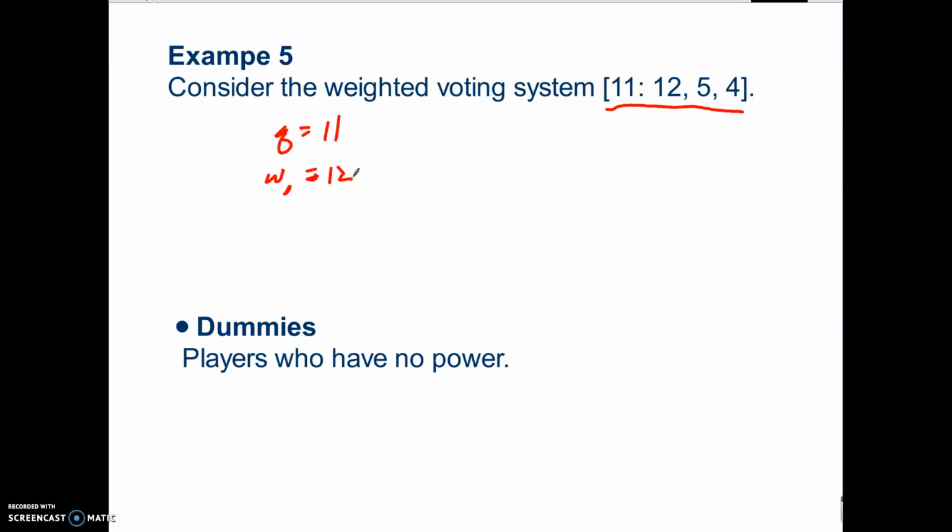So we call people with no power in a weighted voting system dummies. For example, here, player two and player three are dummies because they have no power at all. And in addition to that, we know from a previous slide that player one is a dictator. So anytime you have a dictator, everybody else is going to be a dummy.